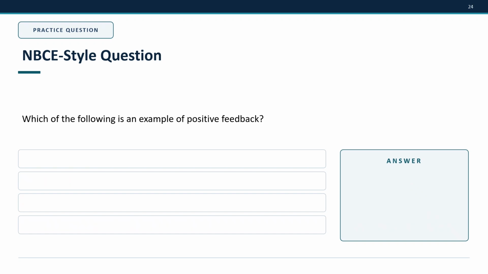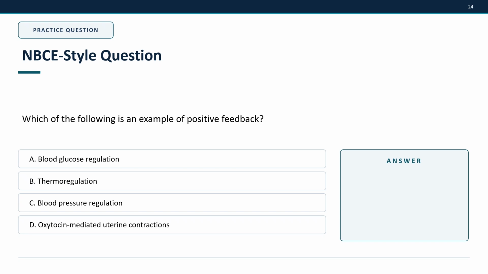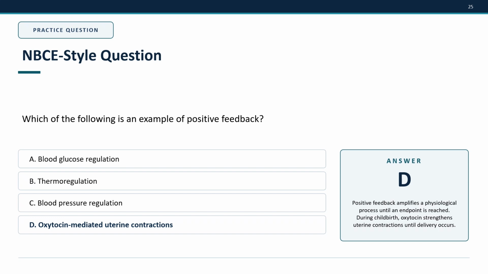Which of the following is an example of positive feedback now? So remember, you have a few exceptions. Most are done via negative feedback. So which is the example of positive feedback? Take a minute. Answer is D, oxytocin-mediated uterine contractions. So remember, positive feedback is going to amplify a physiological process until an endpoint is reached. So during childbirth, oxytocin is going to strengthen uterine contractions until delivery occurs. Another example would be blood clotting.